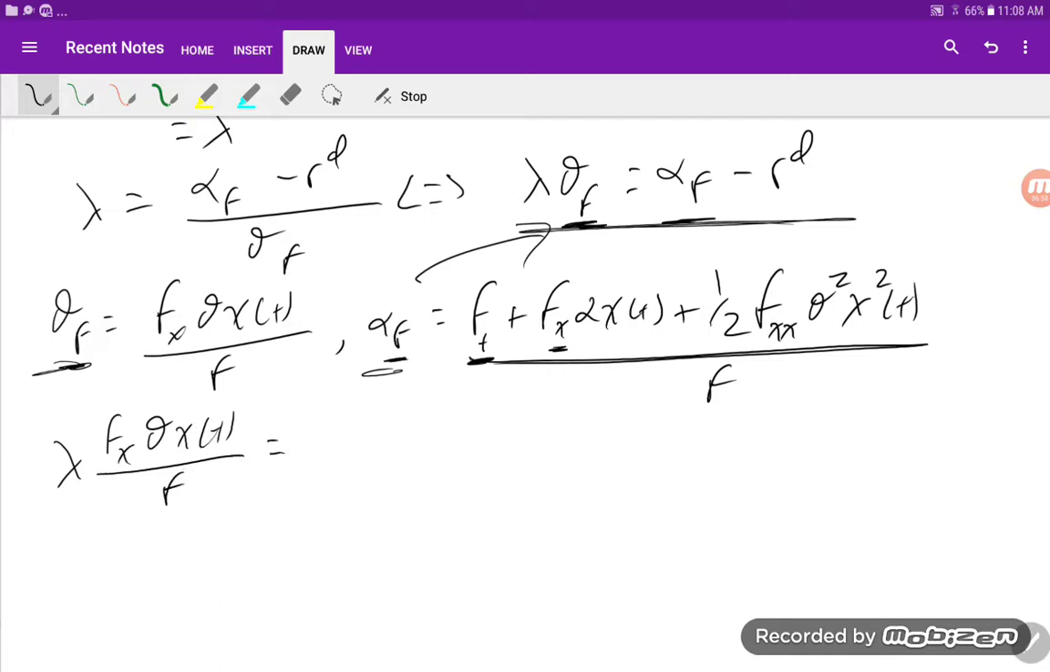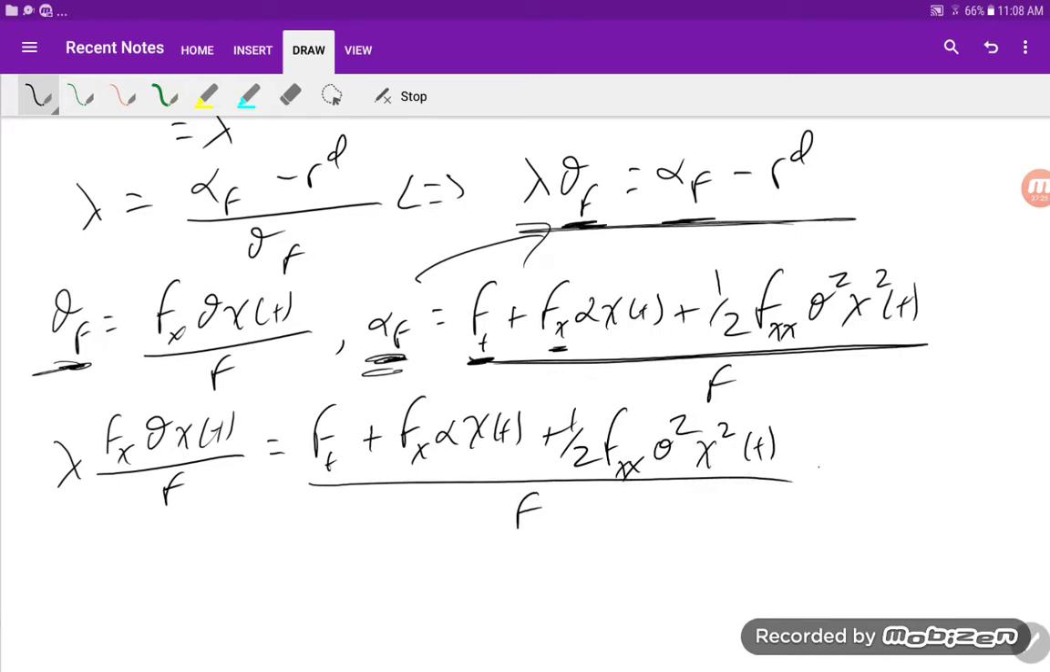That is equal to the partial with respect to t. After this step, these subscripts are gone, so you don't have to worry about that confusion anymore. Partial f with respect to x, alpha x t, plus 1/2 second partial with respect to x, sigma squared x squared t, over f, minus r d.